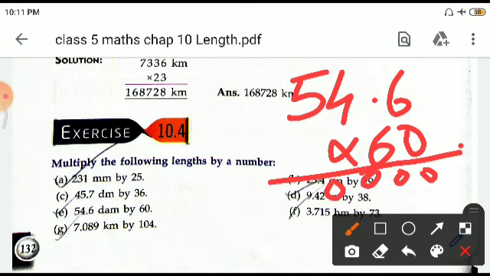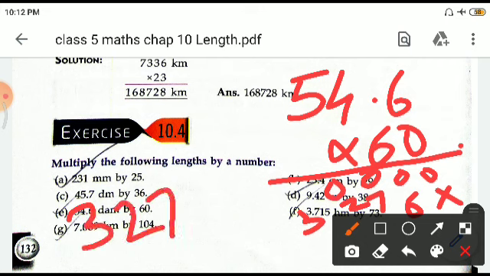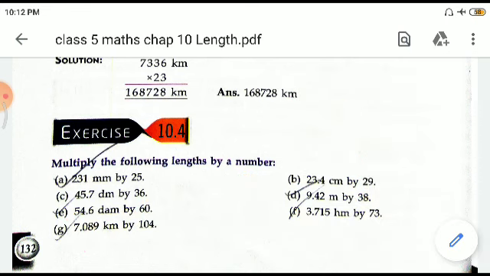Now by 6, if we multiply, we will put a cross here with 6. 6 6s are 36, 6 carry forward 3, 6 4s are 24 and 3 is 27, 7 carry 2, then 6 5s are 30 and 2 is 32. So we are getting 3276, and then there is one decimal, so 3276.0, right? And that would be the answer here, right?